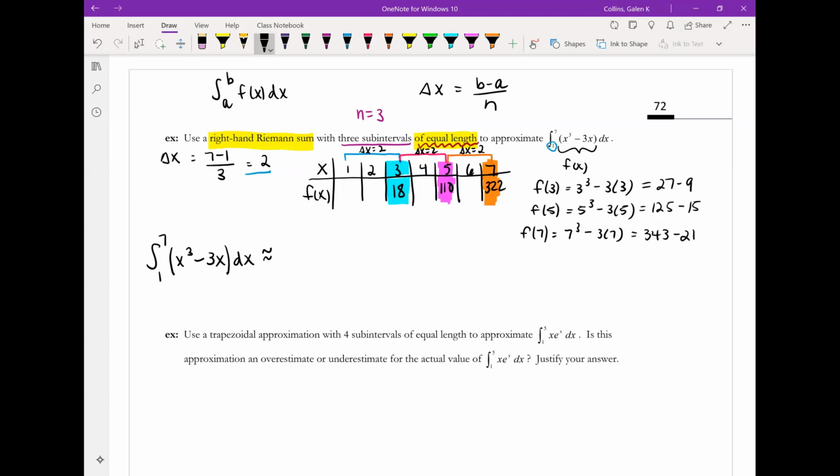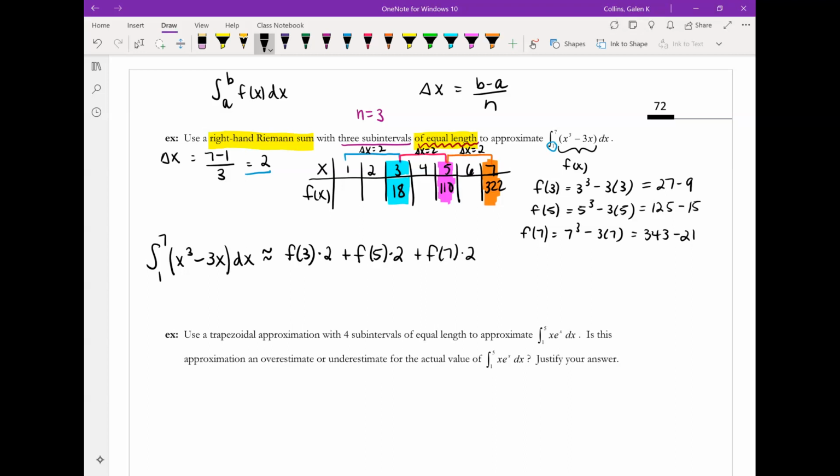Okay, so we're going to add the area of these 3 rectangles. So my delta x, the width of my subinterval, is the width of the rectangle. And my f of 3, f of 5, and f of 7 are the heights. So we could first write this in, if you wanted to, as f of 3 times 2, because our delta x is 2, plus f of 5 times 2 plus f of 7 times 2.